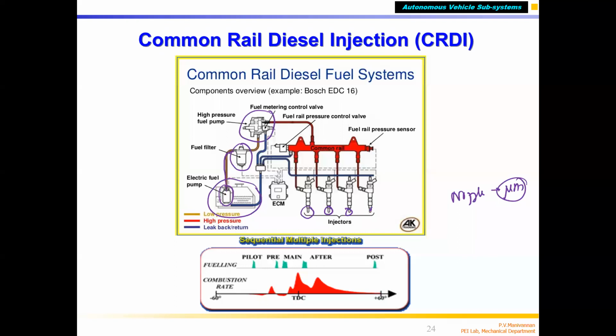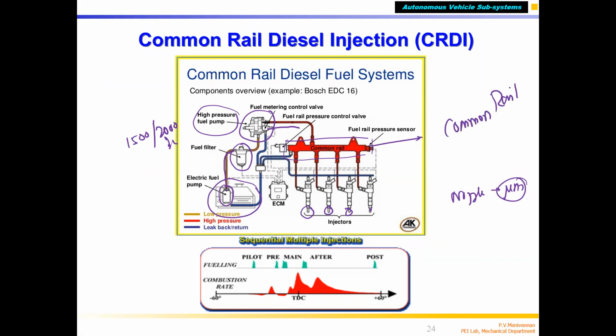Then it goes to a high pressure pump. You can see that high pressure pump. This pump pressurizes the diesel fuel to 1500 or 2000 bar, around that, correct? So the pressurized fuel enters into a big cylindrical tube where it is stored. This is called the common rail.